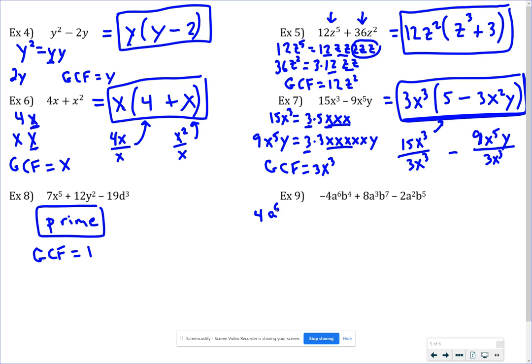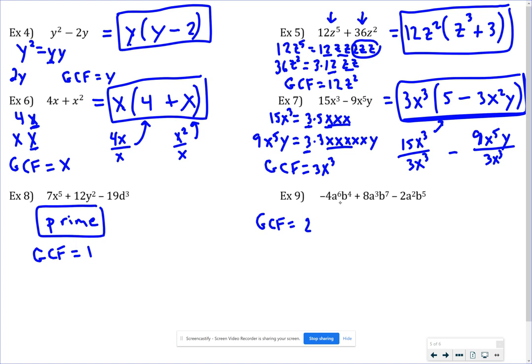Did you notice as we're going through here that we're always going to be pulling out the smallest power? Because that smallest is what they're going to have in common. So notice this one, 2 times 2. So 4 is 2 times 2. 8 is 2 times 2 times 2, but I only have a 2 here. So my GCF is going to have a 2, which is the greatest common factor for the coefficients.